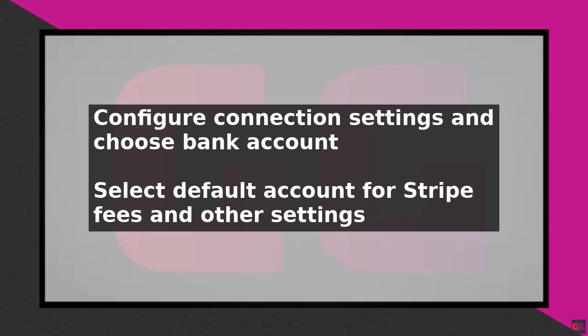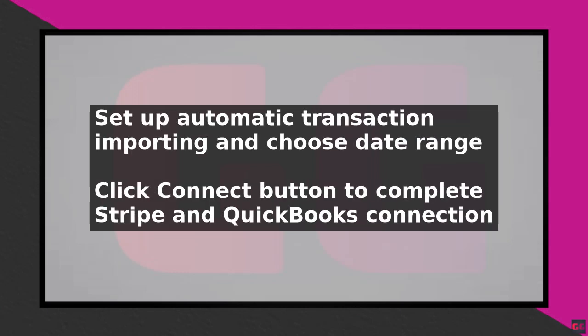You can verify the connection by checking the Apps tab, where you should see the Stripe app listed as connected. It is essential to regularly review your transactions to ensure they are accurate and up to date. You can do this by navigating to the Banking tab and selecting the bank account where your Stripe funds are deposited. From here, you can view and reconcile your transactions.